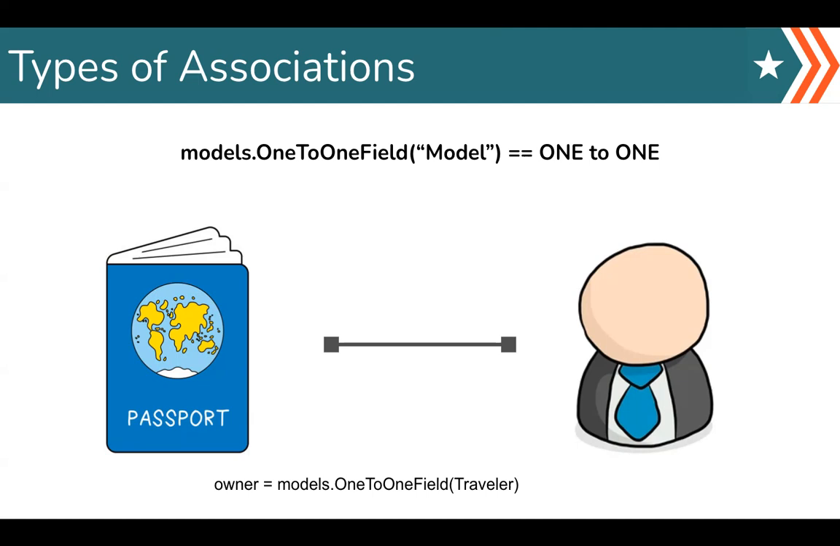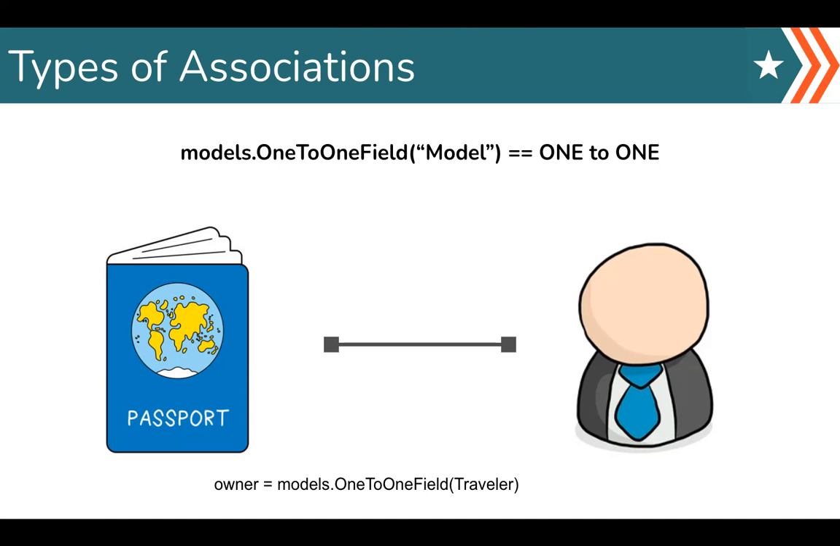Each individual one should be independent from their objects, but they should have a way to connect and talk to each other. Well, in this case, we have a one-to-one relationship where one person should only have one passport. All right, so there we can see an example of the actual syntax down below. We can see the owner model with a one-to-one field relationship, which is for traveler.